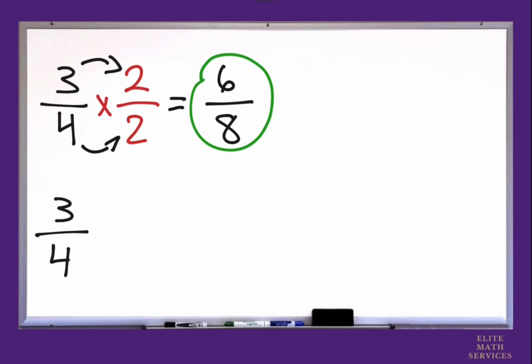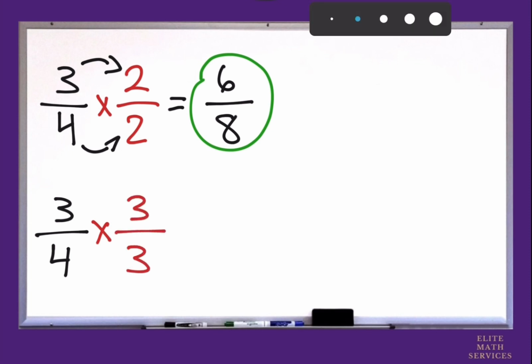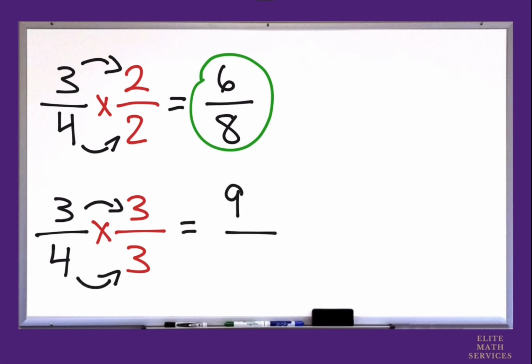Now we're going to multiply by a different whole. We're going to multiply this same fraction by 3 over 3. We multiply the two numerators, which will give us 9, and then we multiply both denominators. So there's an infinite number of equivalent fractions. You can multiply this fraction by any whole.